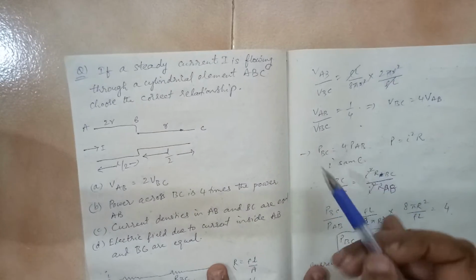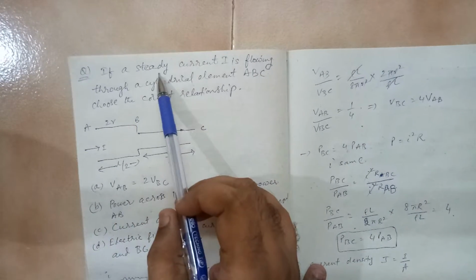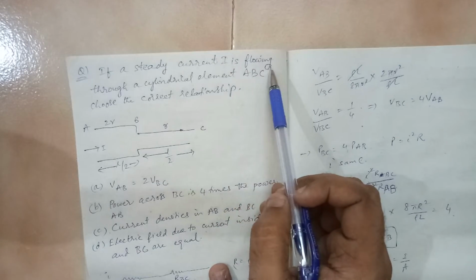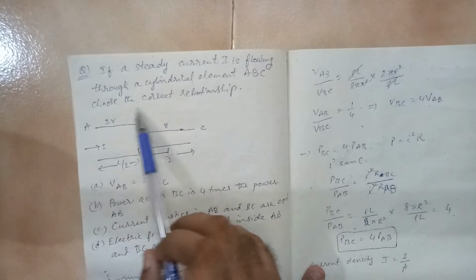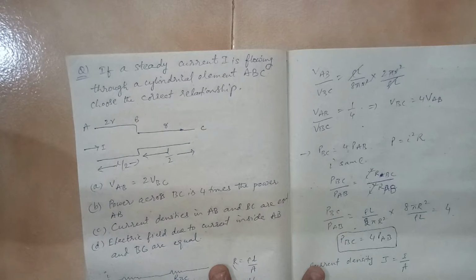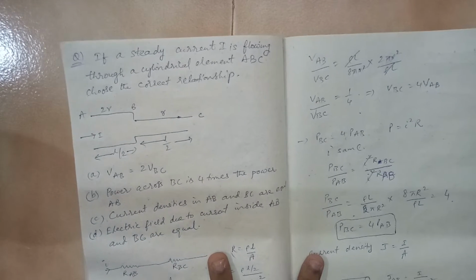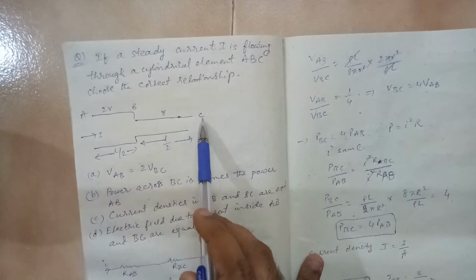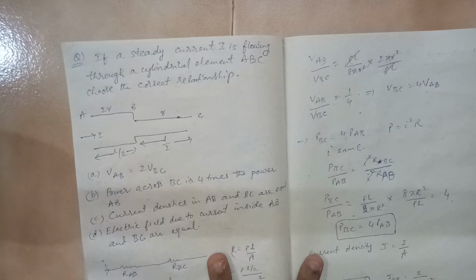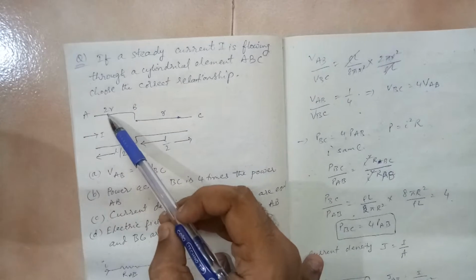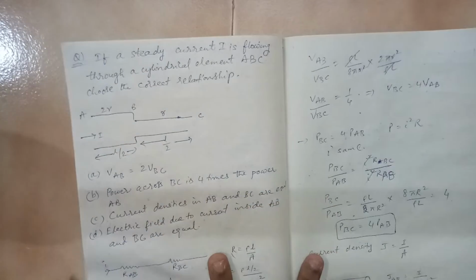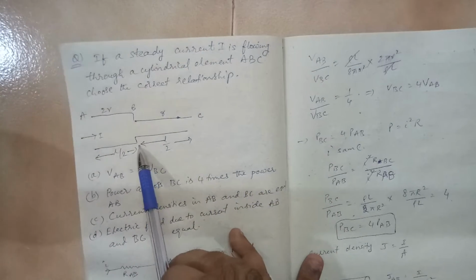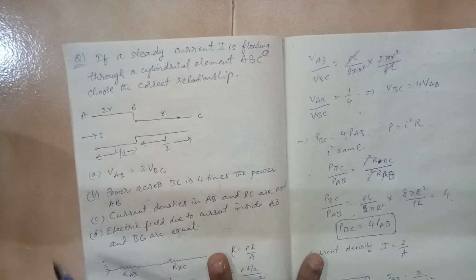Let's see this question. If a steady current I is flowing through a cylindrical element ABC, choose the correct relationship. Four options are given, we have to choose the correct one. So ABC is a cylindrical element of varying cross section. Here the radius is 2r and here it is r, and the length is also given. This is L by 2, L by 2.